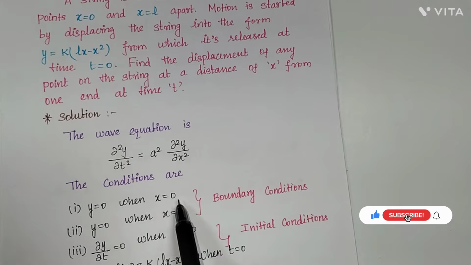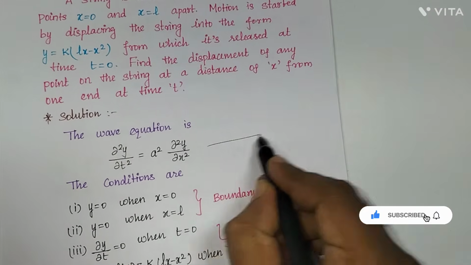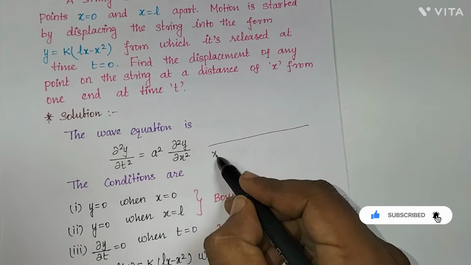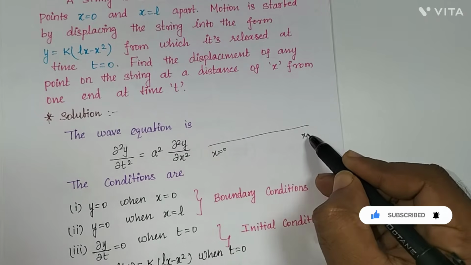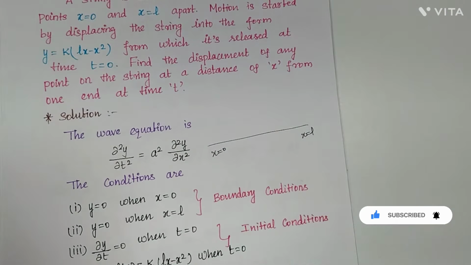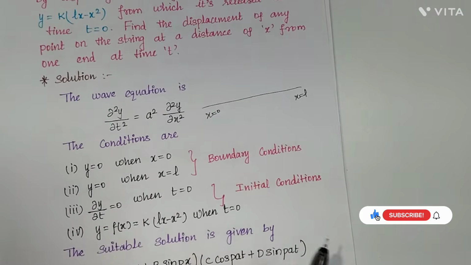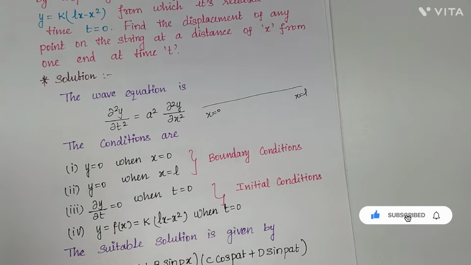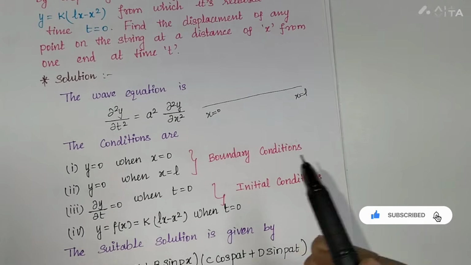The first two conditions are boundary conditions, because when we take x equal to 0 and x equal to L, the string will be fixed. And the next one, dou y by dou t is equal to 0 when t equal to 0. Is this our zero velocity model? Why? Because in the sum they didn't give the velocity.